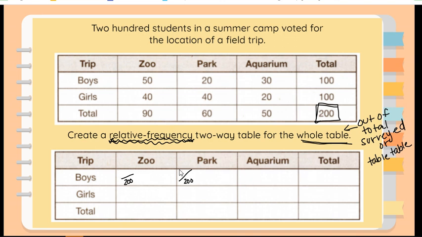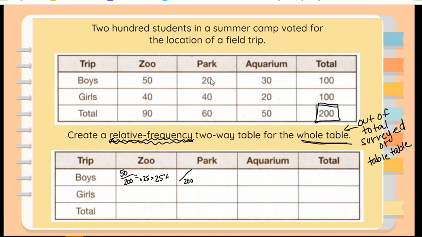And then you're going to take the numerators from the values that are in the original table up here. So right here where it says boys that voted for zoo, we come up here and we see that 50 boys voted for zoo. So our fraction is going to be 50 out of 200. And then you do the same thing we did before, turn it into a decimal, which is going to be 0.25, and that's 25%.